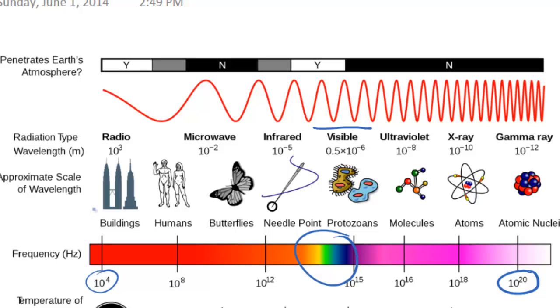And you can see from the approximate scale, these little pictures underneath, that's kind of like the scale of the types of atoms or the types of objects that you might measure with these waves. And that gives you an idea of why you might use X-rays to look at atoms, or why gamma rays are important to look at atomic nuclei. It's because they have the same wavelength as the object you're trying to measure.